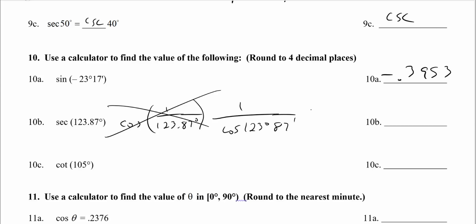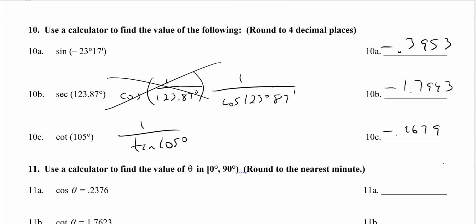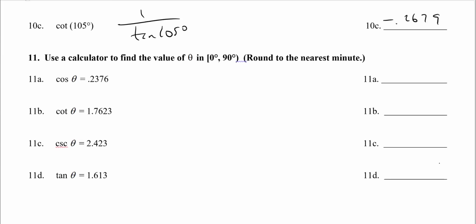That's important. Okay, and then you get negative 1.7943. Okay, and same thing with cotangent. It's 1 over the tangent of 105 degrees, and that gives me negative 0.2679.